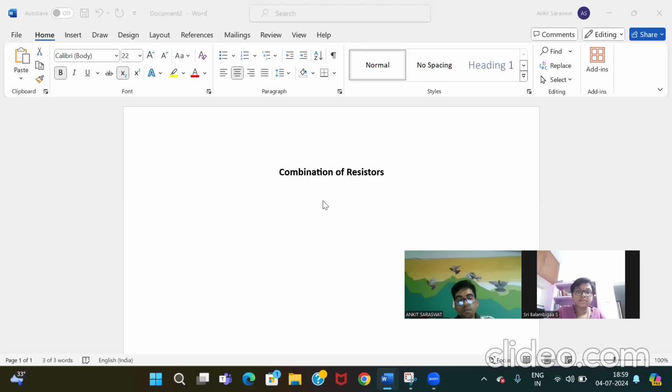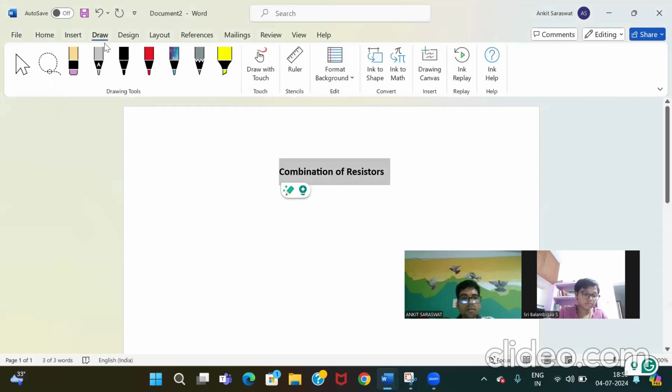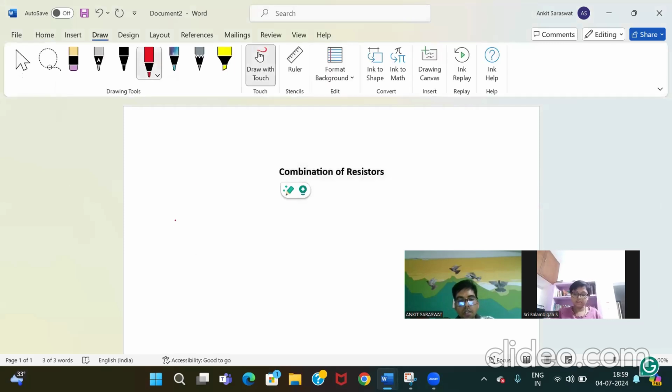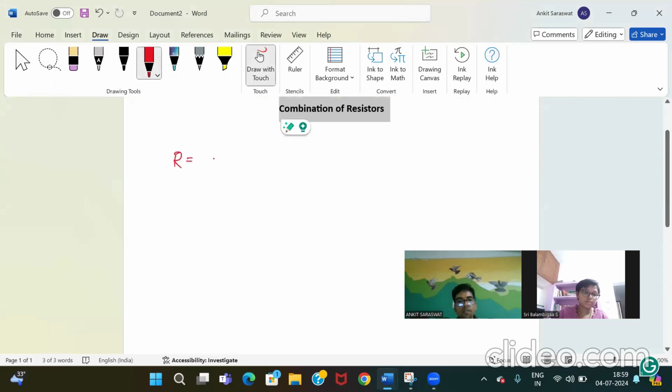So, combination of resistors. We have started what is a resistor, what is resistance. Rho is equal to... one formula I taught. What is that? Remember? Yes, sir. R is equal to... what is the formula? Tell me.